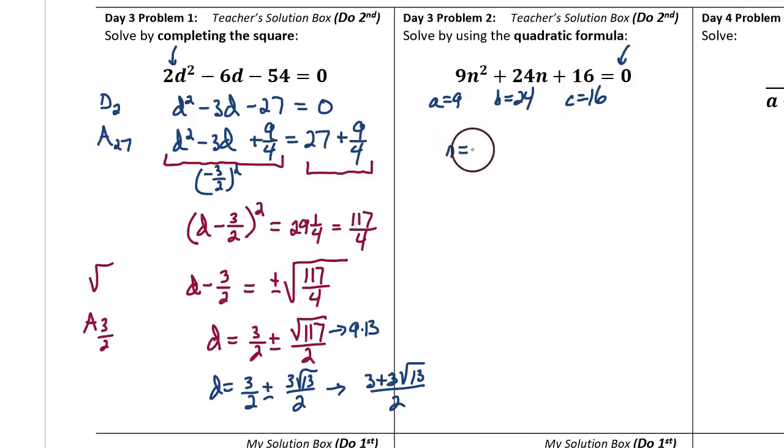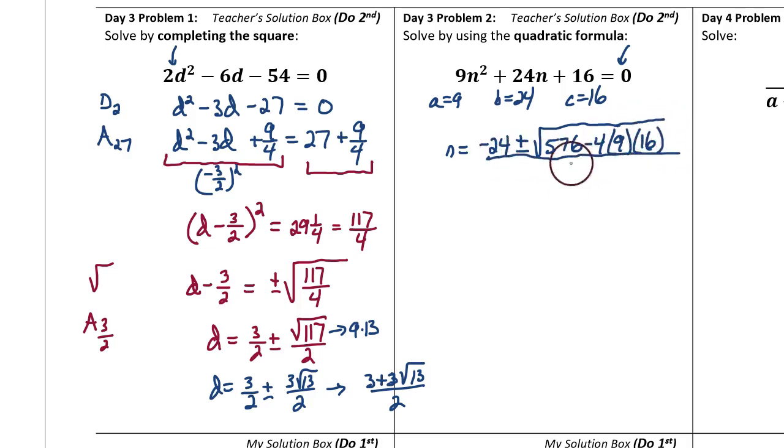Now for the formula, negative B. So that's negative 24. Now, B squared. What's 24 squared? With the help of the calculator, that's 576. A is 9, and C is 16. For the denominator, it's 2 times A. That's going to make an 18.